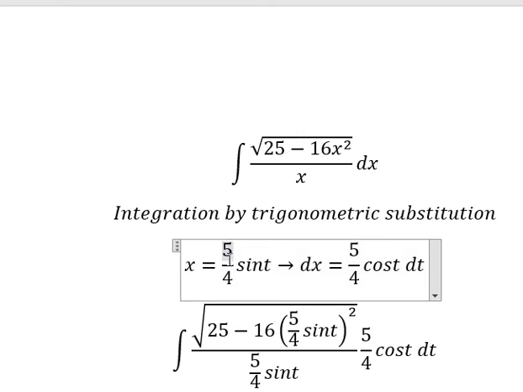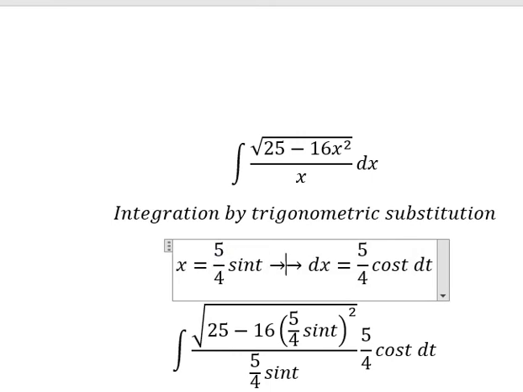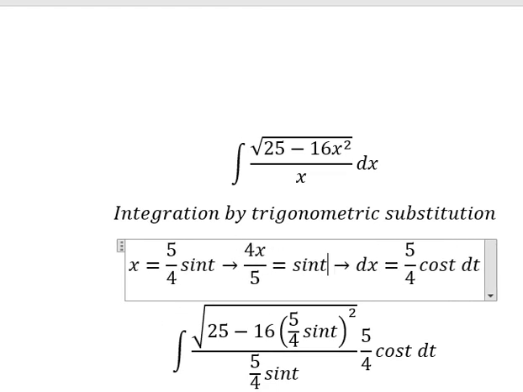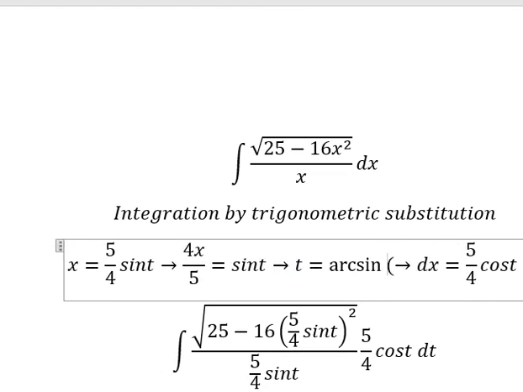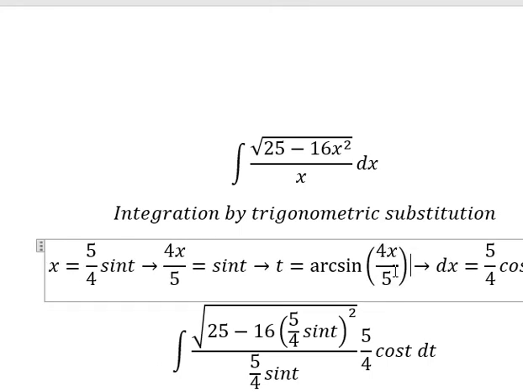So we need to divide both sides by 5 over 4. And we got t equal to all sides of this one. So I need to put this one to change for t.